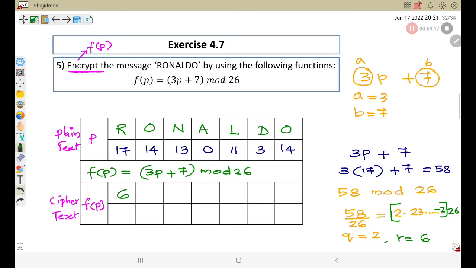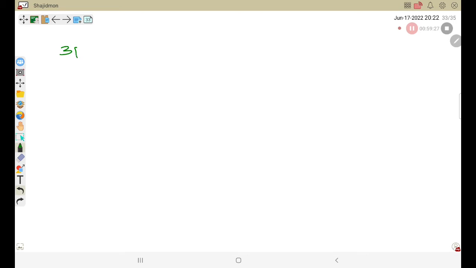Okay, now the second one, 14. So we need to calculate 3 multiplied by 14, 3p plus 7. I will show it here on the next page. So the next number is 14. So 3 multiplied by 14 plus 7. I will calculate the number first, so that we can do it easily.